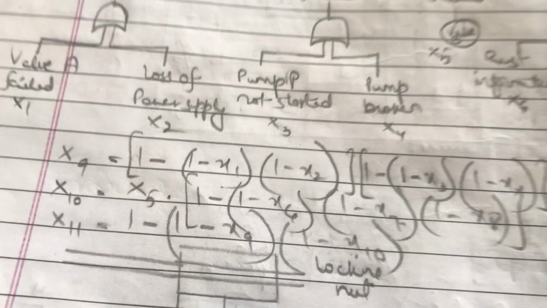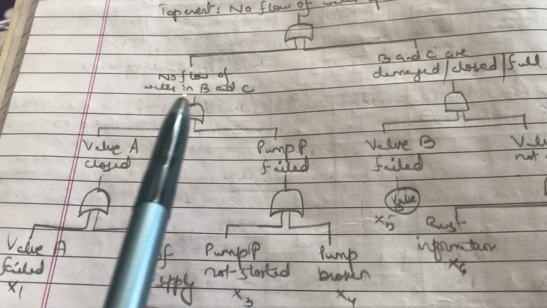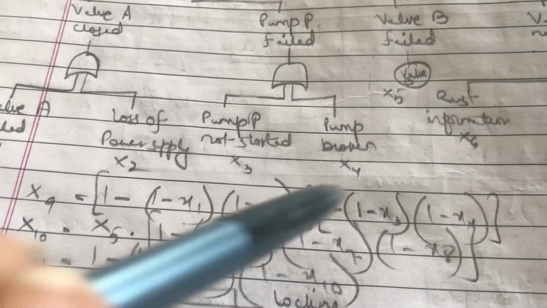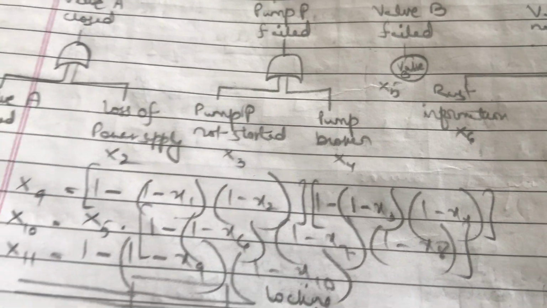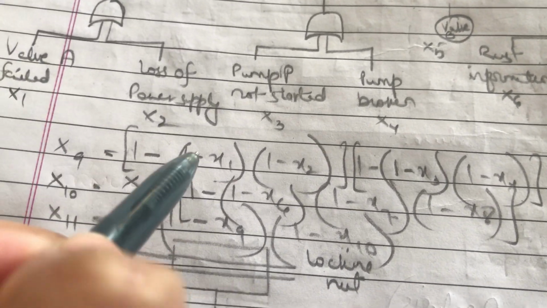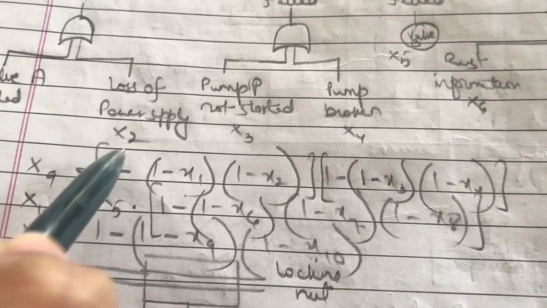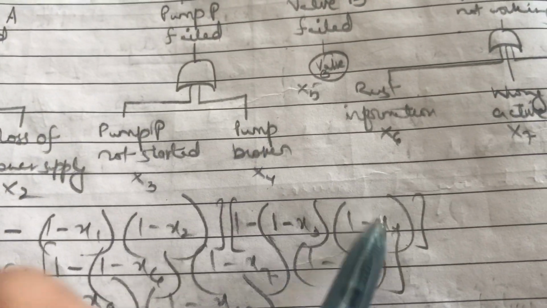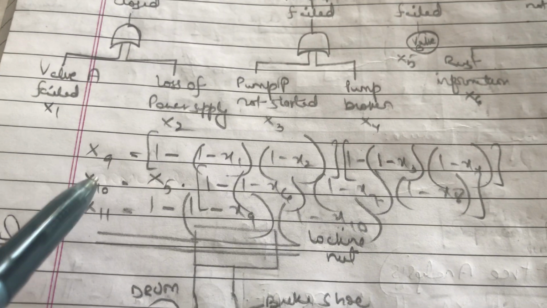What x9 becomes: these are all connected in the form of an OR gate. So we can write it the way an OR gate is represented. This is the product of 1 minus x1, 1 minus x2, and these will be given in the form of products, 1 minus x3, 1 minus x4. Okay, and x10, this is done.